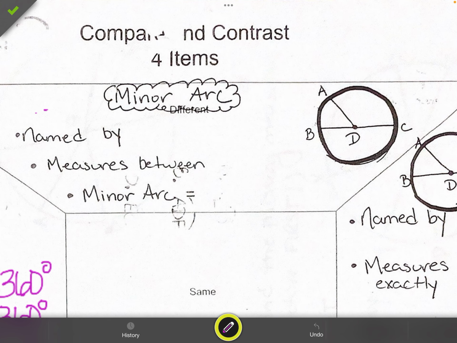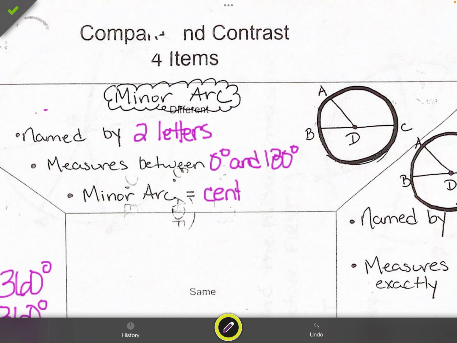All right, a minor arc. Remember, arcs are pieces of your circle, the curved part. To name a minor arc, we use two letters. Okay. And so a minor arc measures between 0 and 180 degrees. Right. So to find a minor arc, what you do is you figure out its central angle measure, and the central angle will have the same degree measure as your minor arc. So let's see what this information means on our picture.